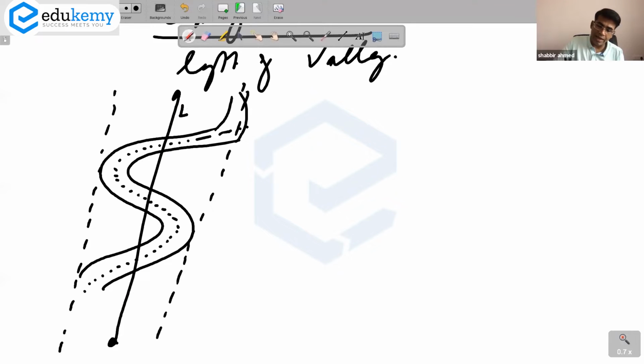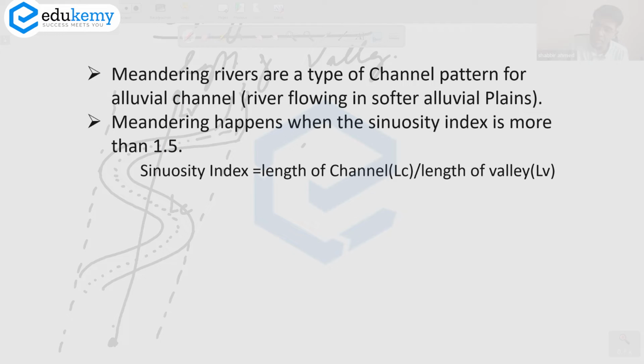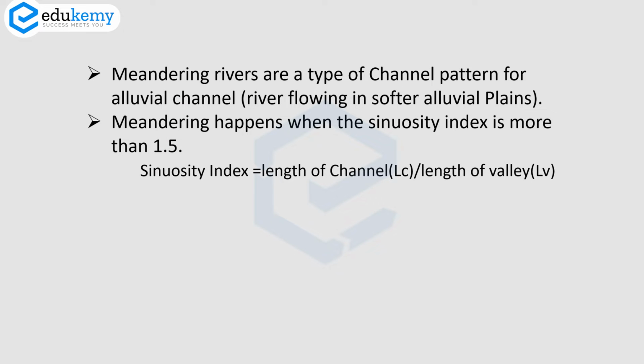This is LV and this is LC. If I draw a straight line from the head towards the terminus, and the line along the river, this is called the channel length, and this straight line is called the valley length. So sinuosity index is equal to length of channel by length of valley.